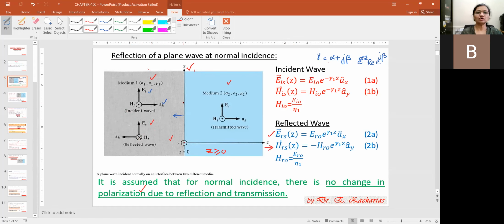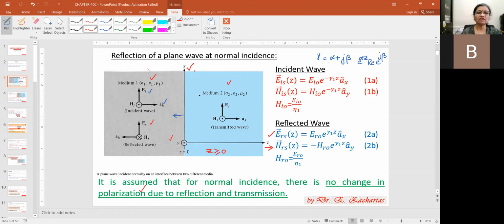Now let us look at the next medium. Some part of it has got transmitted. When it is transmitted, you will use a subscript T instead of I and R. T stands for transmission. Because the polarization does not change, your E vector direction will be the same. And since the wave is going to travel in the same direction as the incident, your k direction also will remain the same. Because these two directions remain the same, your HT direction also will be the same as the HI direction.